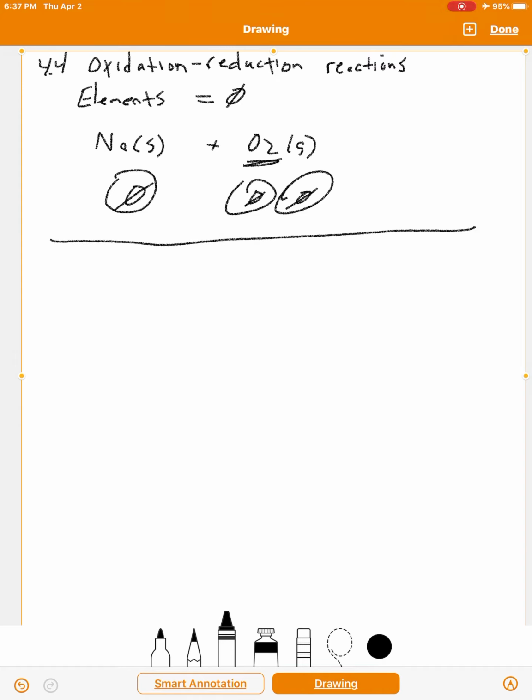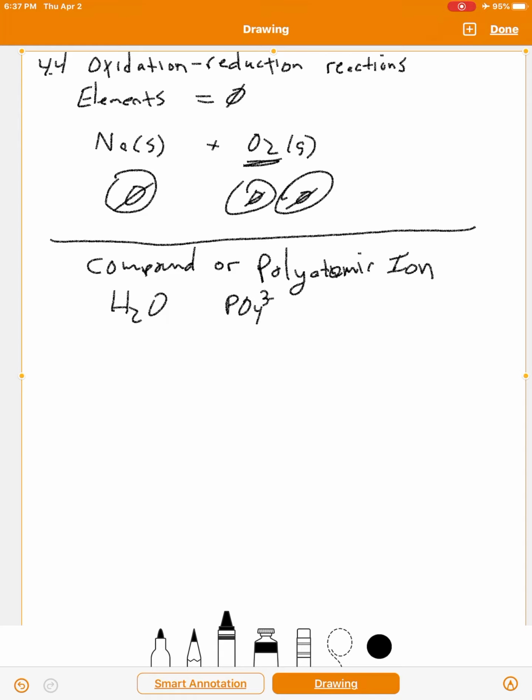Elements are 0. Okay, so that's one rule. The next one is that if it's a compound or a polyatomic ion. Examples: H2O is a compound, it has 2 different elements. A polyatomic ion is PO4 minus 3, the phosphate ion, 2 different elements and it has a charge. Here what we do is we use a certain set of rules. Fluorine is given the number -1. That's fluorine's oxidation number.